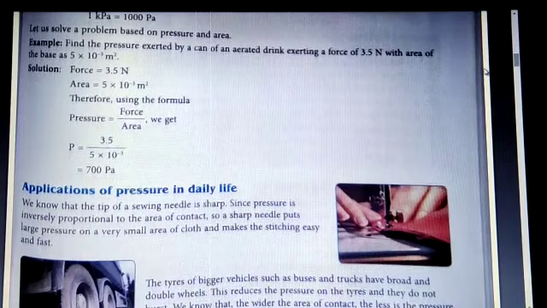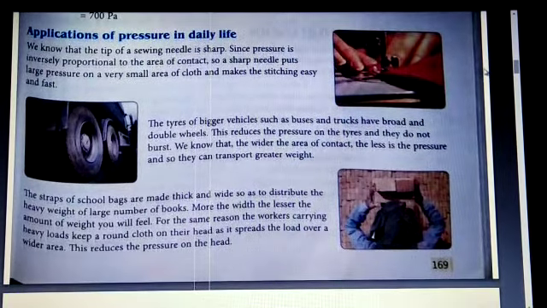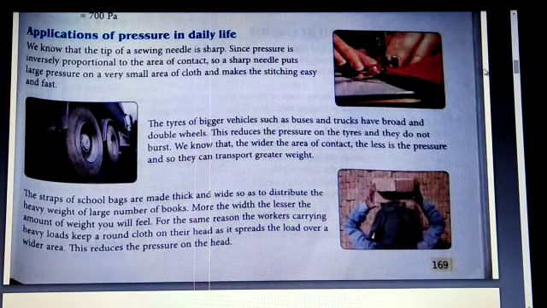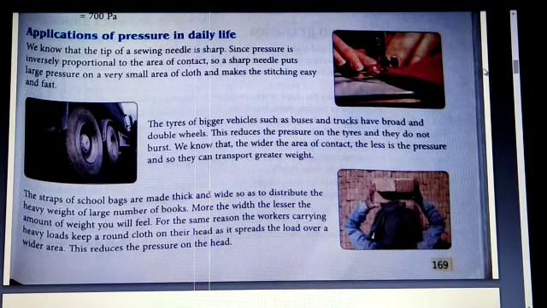Now the next topic is application of pressure in daily life. All of you must have seen a needle. Some of you must have used it also. All of you know that the tip of a sewing needle is sharp. Just now we have read that pressure is inversely proportional to the area of contact. I hope you know what inversely proportional is. So a sharp needle puts large pressure on a small area of cloth and makes the stitching easy and fast.